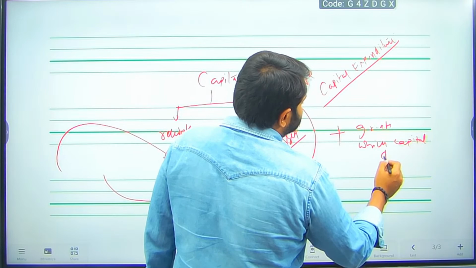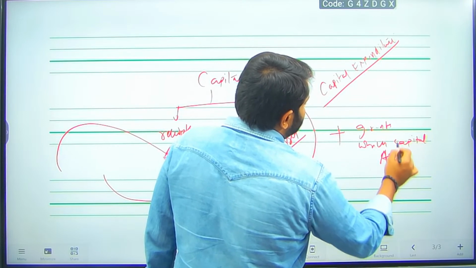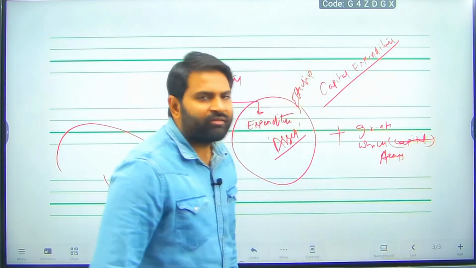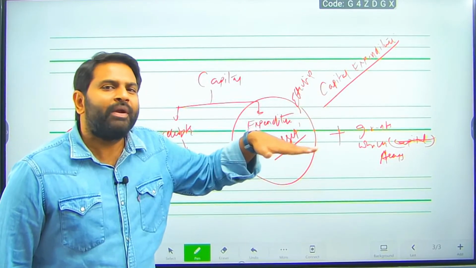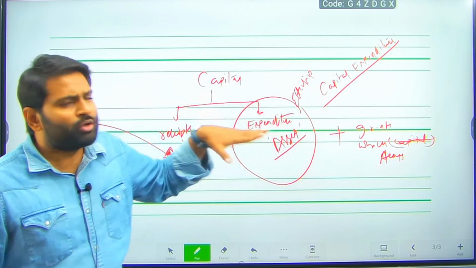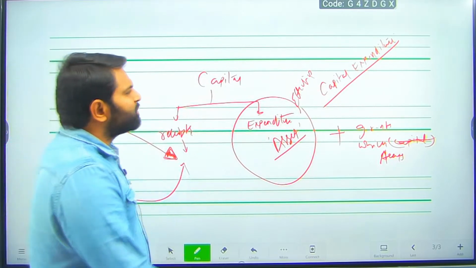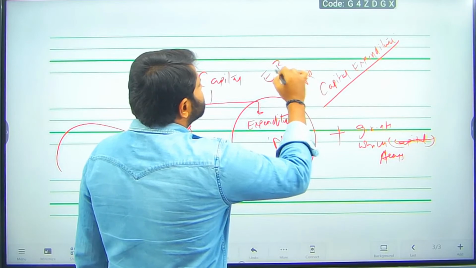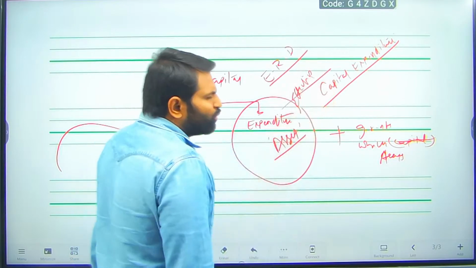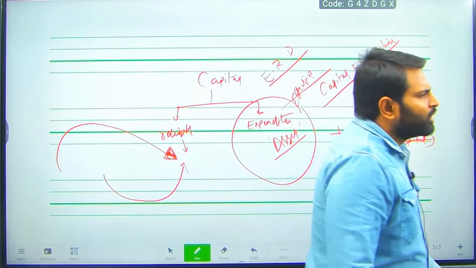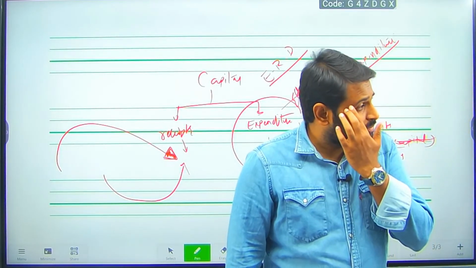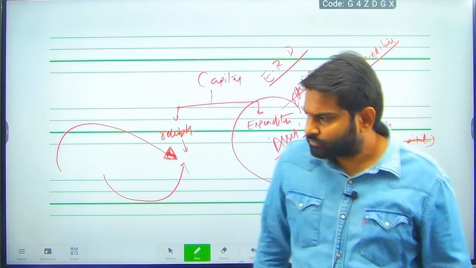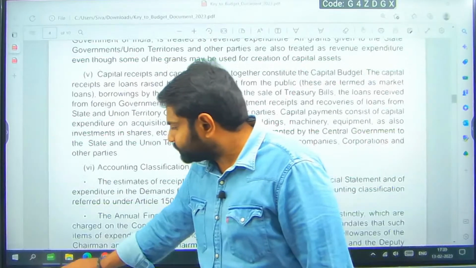Capital, which will create assets or which are part of capital expenditure. If we add that, then it will become effective capital expenditure. Effective revenue deficit and effective capital expenditure are two terminologies which you need to understand. Mostly dynamic, not mentioned in regular textbooks. Okay. So this one is clear.